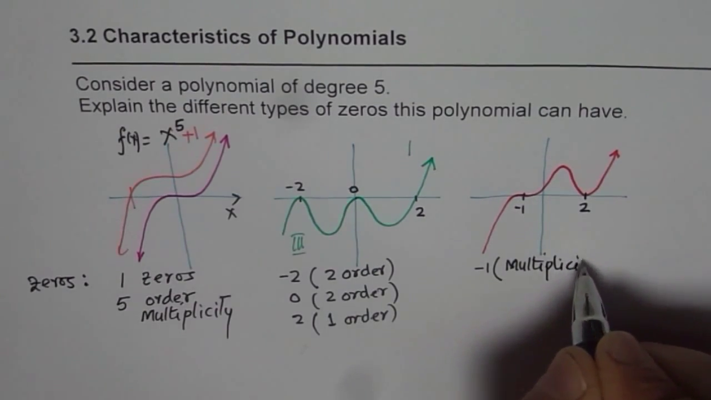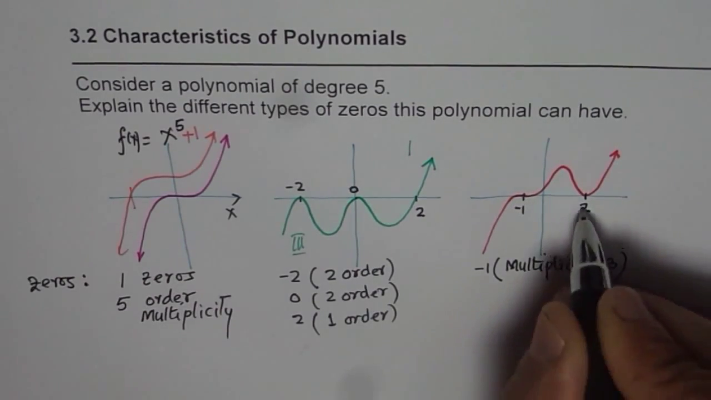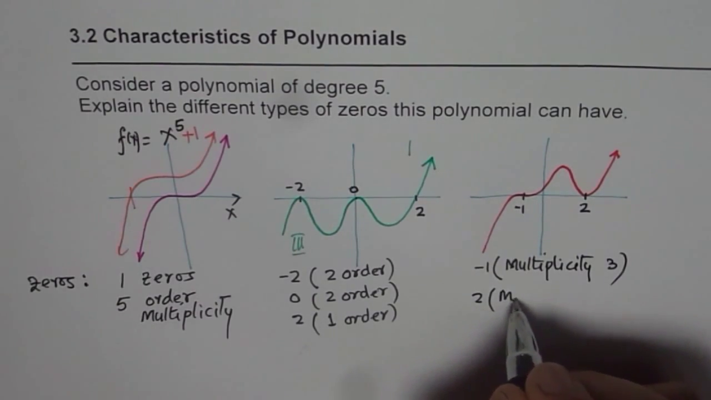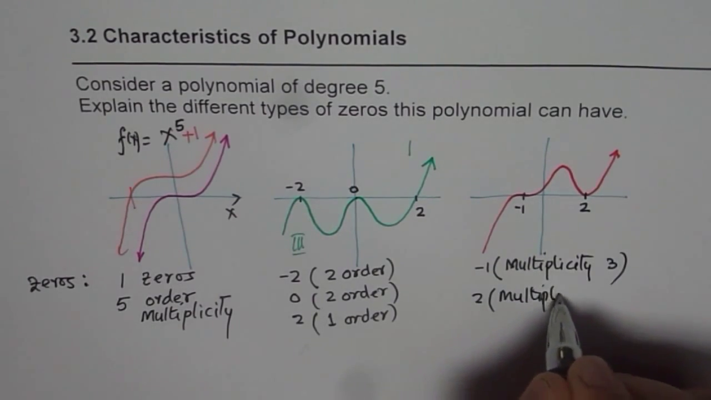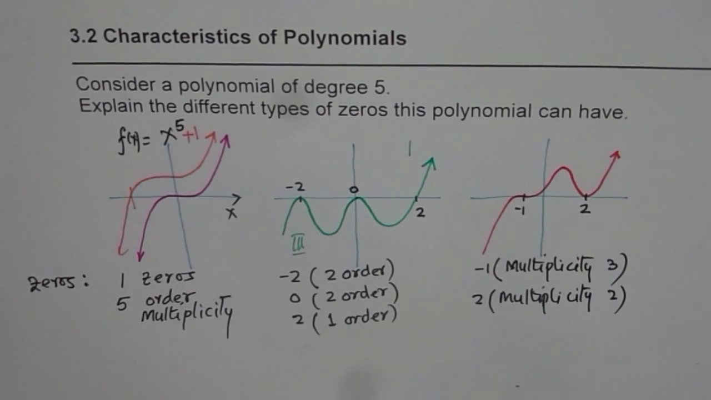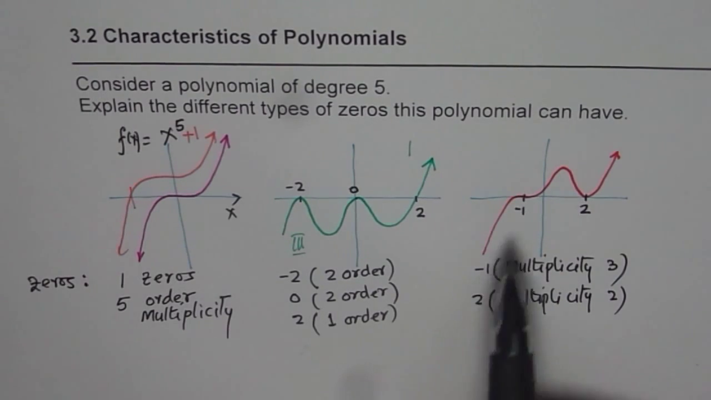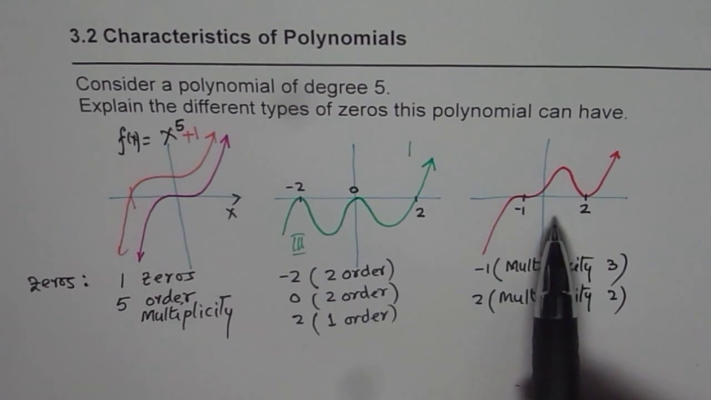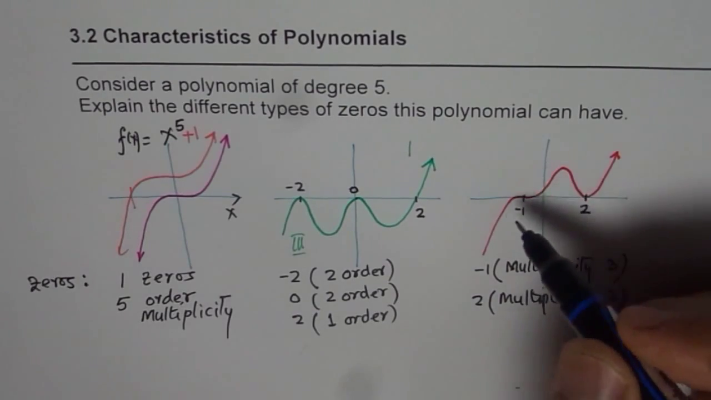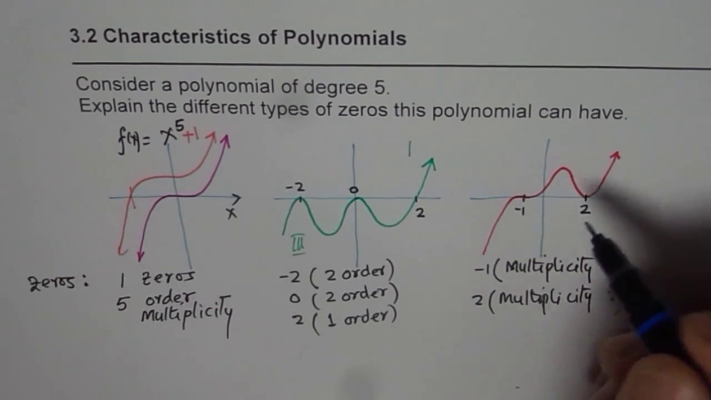what? Of 3. And at 2 has multiplicity of 2, right? So it is multiplicity of 2, right? So some students use the term multiplicity, some students will be using the term order. Both are the same thing, right? So that is also possible. You can have a combination like this, right? Or you could also have a combination where we have all linear zeros, correct?